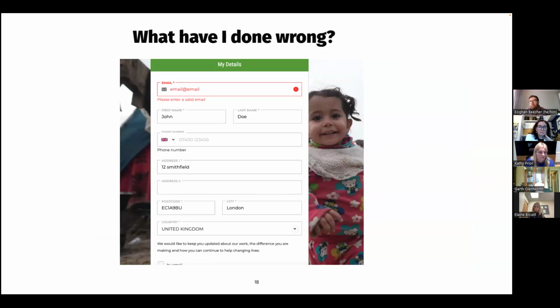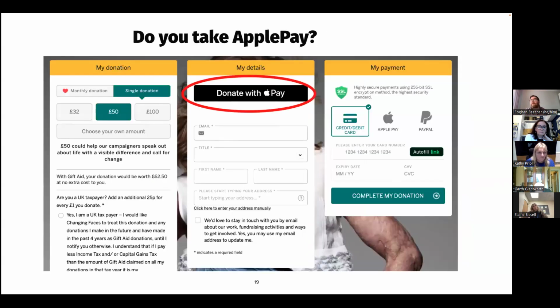When you're navigating not just charities, but various different e-commerce sites and things like that, have a look at how errors are displayed and have a think about how likely you are to be able to easily fix those errors. And the last thing there is I've listed it as, do you take Apple Pay? And this is not just Apple Pay. This is, do you take the payment method that I want to pay with?